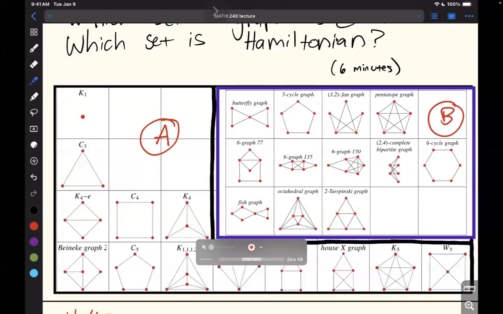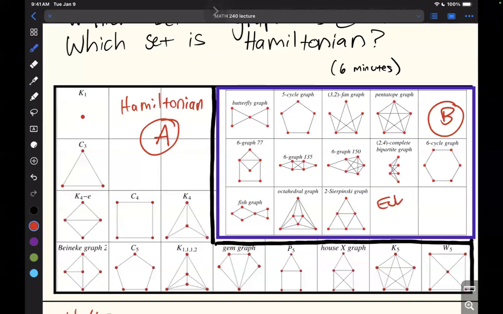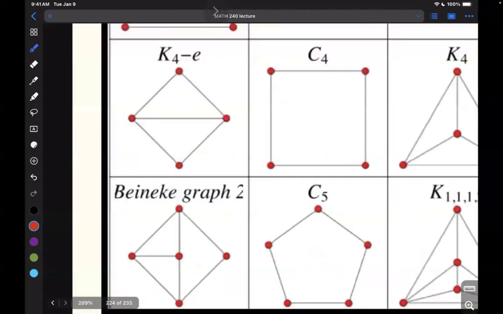Okay, so you guys have said that A is what? Hamiltonian? That means B is Eulerian. All right.